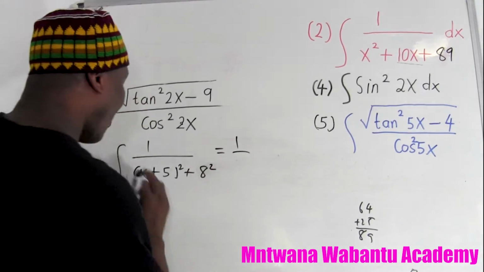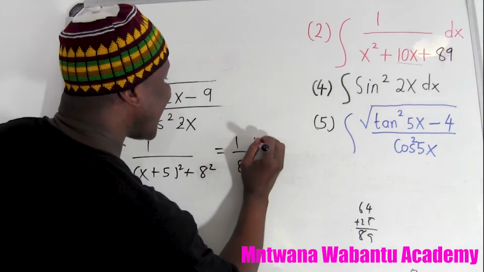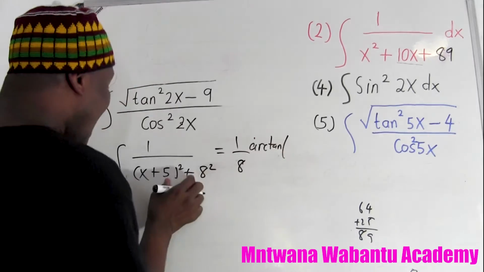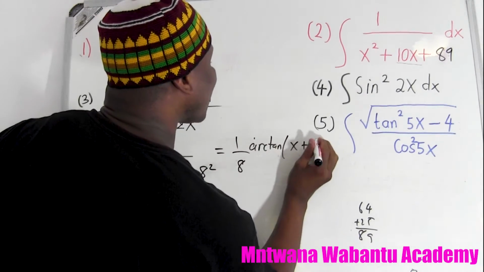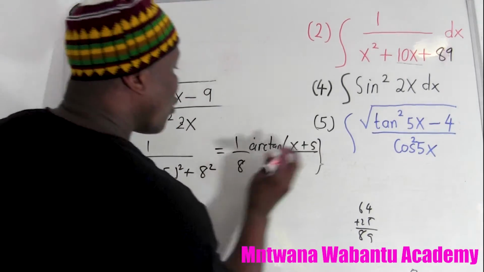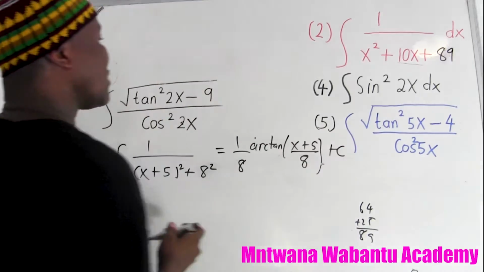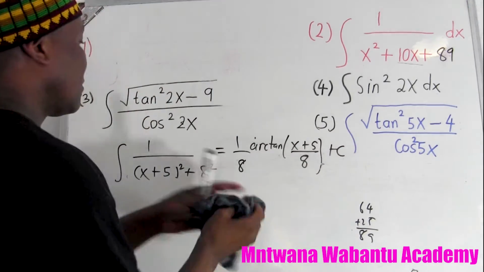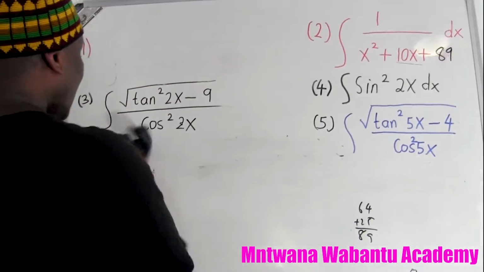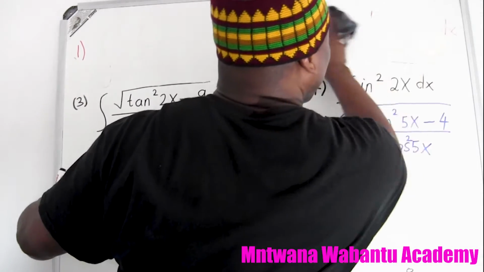Tan inverse of 1 over a equals... tan inverse is the same thing. And then place this one, x plus 5 for this case, over our number, which is 8. And then you plus constant. So we're done with that question right there. Now what we do, I can erase this one, I don't need it anymore.